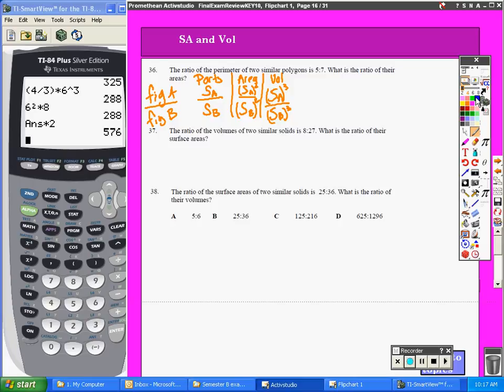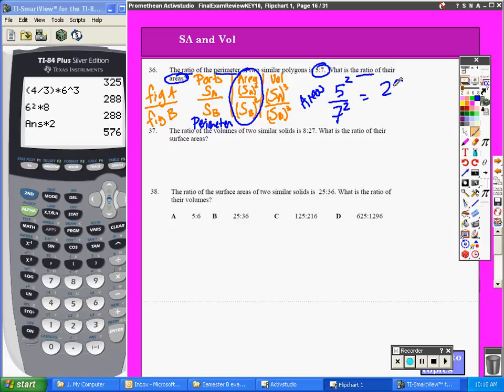In the first problem, they tell us that the ratio of the perimeters is 5 to 7. And we want to know the ratio of the areas. Well, a perimeter is just a one-dimensional measurement, just like this part or this perimeter. This is the same type of measurement. It's both one-dimensional. So to get from the ratio of their parts to the ratio of their areas, I have to square both of these numbers. So the ratio of the areas will be 5 squared to 7 squared, or 25 to 49. And that's the answer.